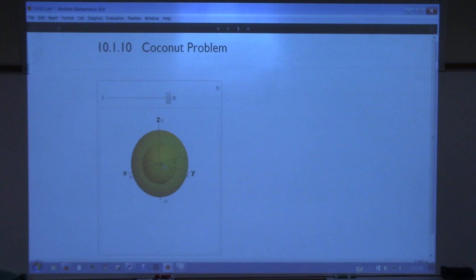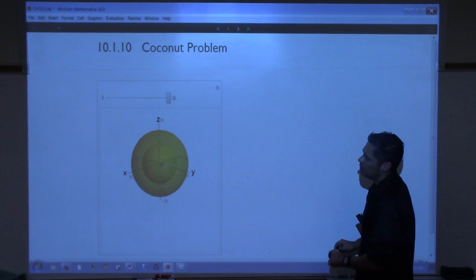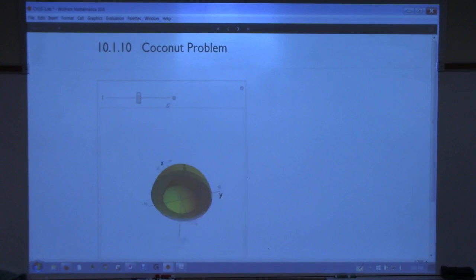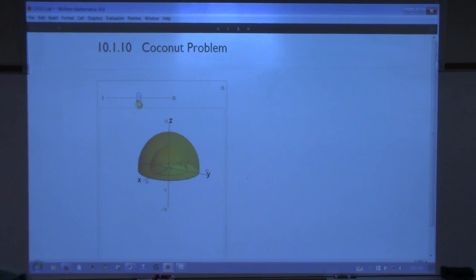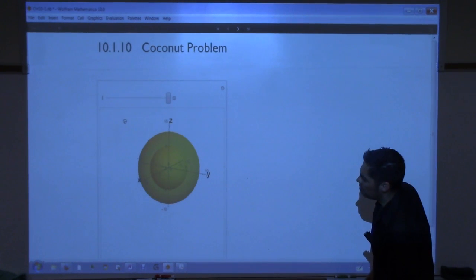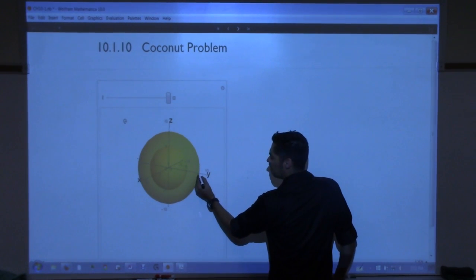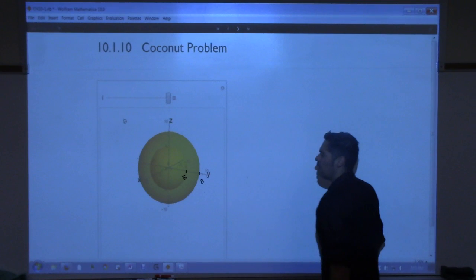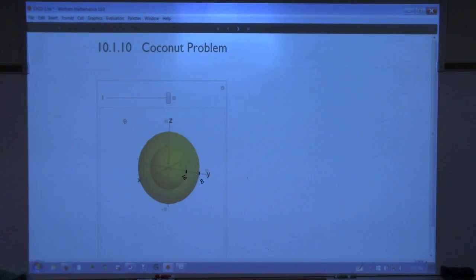Coconut problem. Let's say I have a sphere, it's actually a ball, but the inside is hollowed out. So if we cut it and look at it from the inside, see it's hollowed out there? How could I describe this set of points to you mathematically? What I need to do is tell you, let's just say that the outside radius is 8, and let's say the inside radius here is 5.